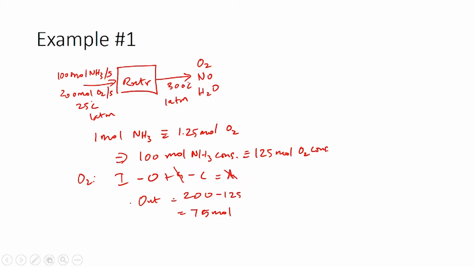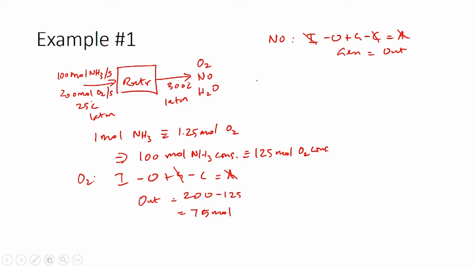So, similarly we can write energy material balances for nitric oxide. Nitric oxide would be input minus output plus generation minus consumption equals accumulation. This is a product, so there is no consumption, and there is no accumulation at steady state. There is no input of nitric oxide either. So, you would have generation equal to output.